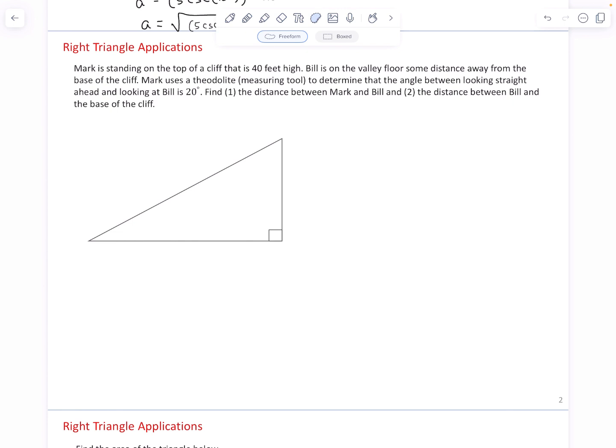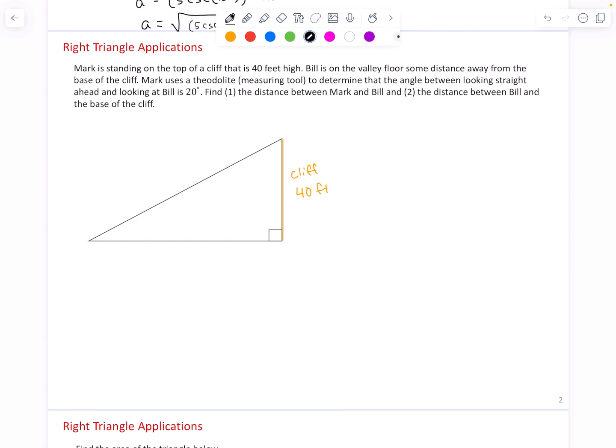Find 1, the distance between Mark and Bill, and 2, the distance between Bill and the base of the cliff. All right, so our cliff is represented by this leg of a right triangle. We know it's 40 feet high. Now let's simplify the problem by not considering the heights of Mark and Bill.